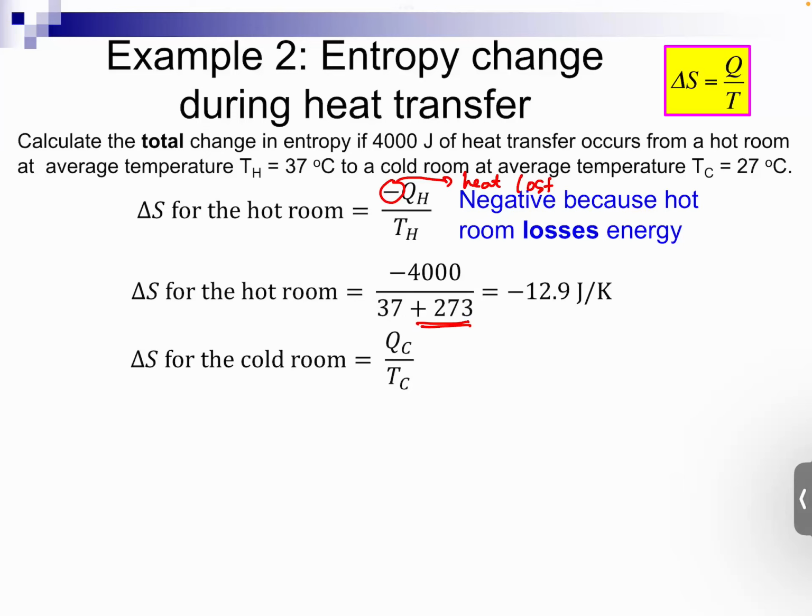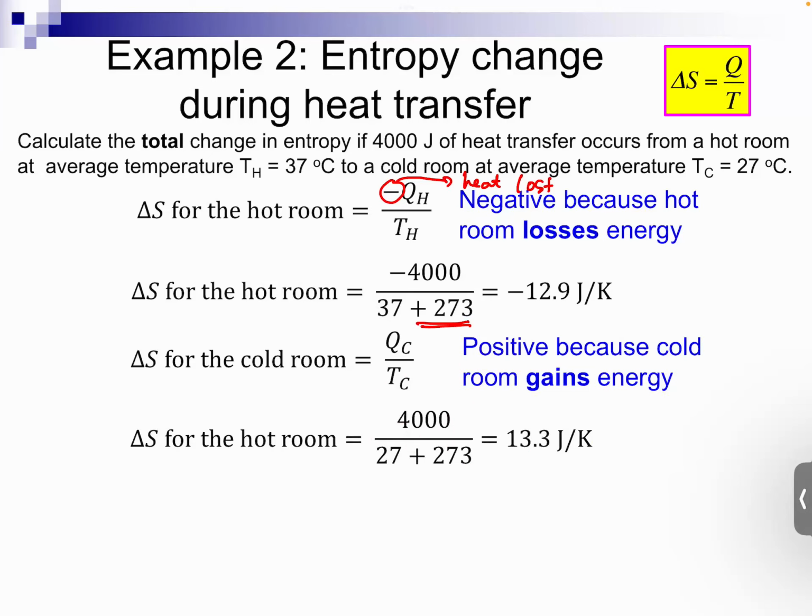For the cold room, it's the amount of heat that goes into the cold room divided by the temperature of the cold room. In this case, the heat should be positive because the cold room gains heat, gains energy. So it's just positive 4,000, as the problem tells you 4,000 joules transfers from the hot room to the cold room. Again, the temperature needs to be in Kelvin. The change in entropy in the cold room is expected to be positive because it gains heat, its temperature increases, and therefore it becomes more disorderly.